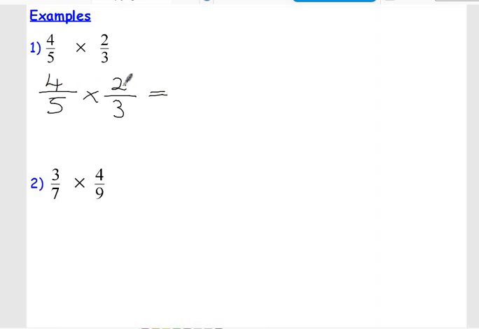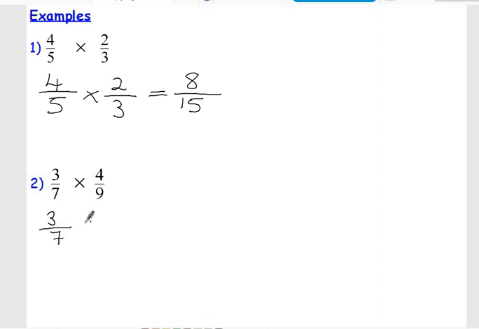So we simply multiply the top two numbers. 4 times 2 is 8. And then we multiply the bottom two numbers. 5 times 3 is 15. So 4/5 times 2/3 is equal to 8/15. And that is our final answer. Moving on to number 2 then.